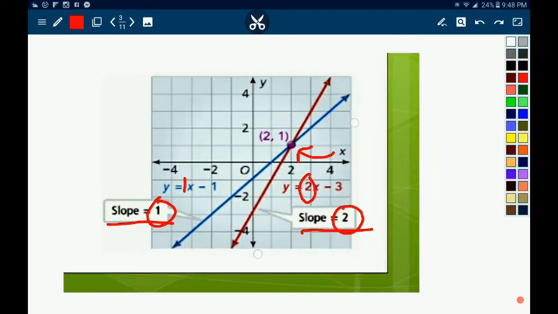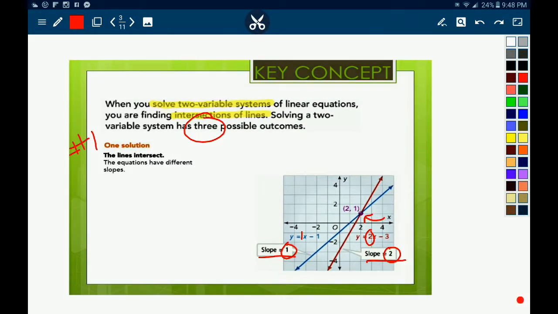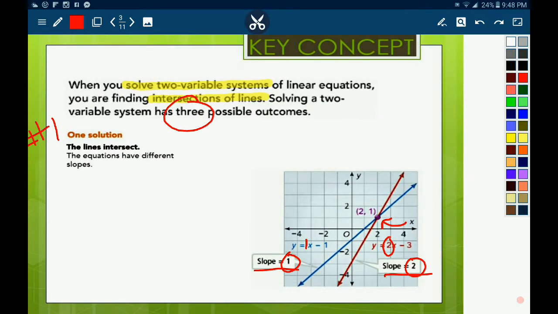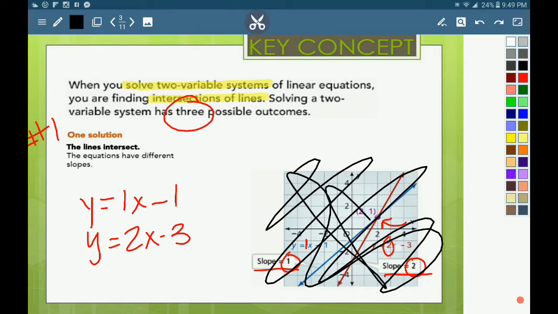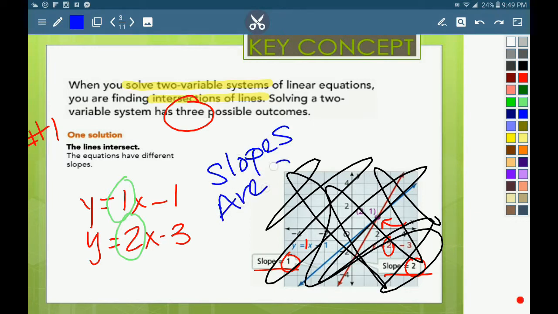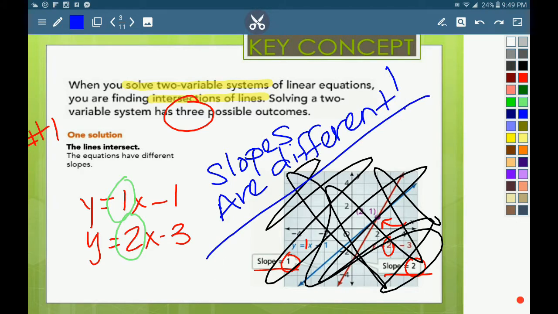So really, even if we were not given this graph and we just saw the system, let me write it stacked. Okay, y equals 1x minus 1 and y equals 2x minus 3, we don't even really need to see the graph at all. If you don't have a graph in front of you, you should be able to tell if there's one solution just by the fact that the slopes are different. Okay, and I'm going to write that down. Slopes are different. Okay, that's how we're going to know if there's one solution.